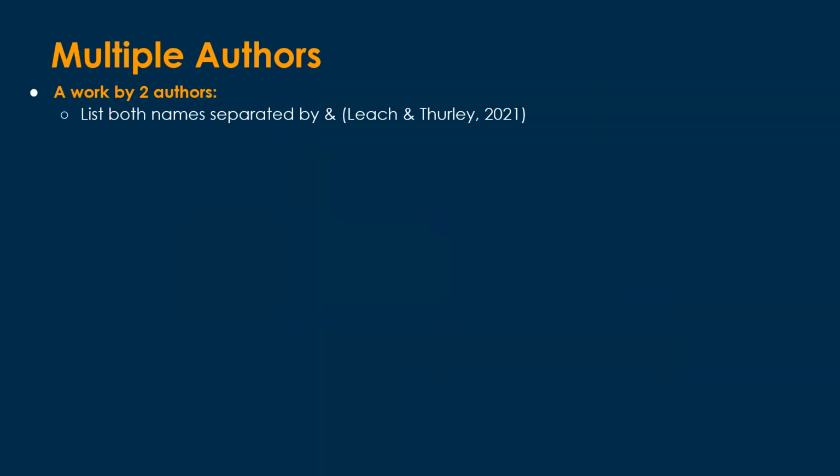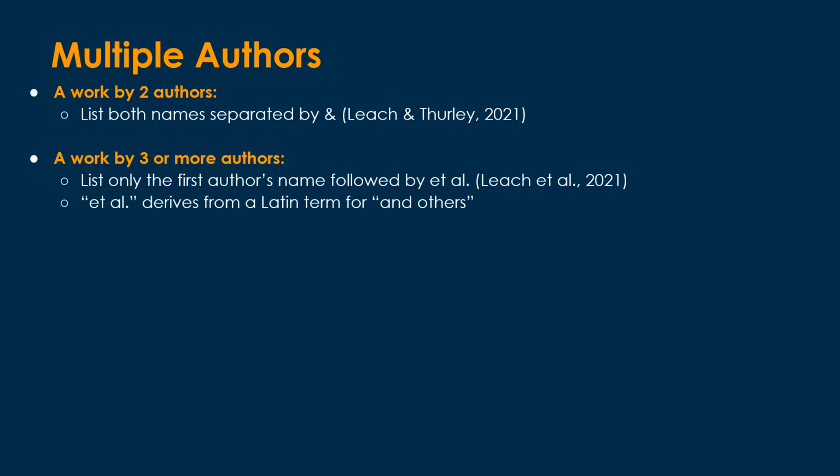As shown previously, for a work with two authors, list both authors' last names, separated by an ampersand, followed by a comma and the year of publication. For a work with three or more authors, list only the first author's last name, followed by the Latin phrase et al., which means and others, as shown in this example. (Leach et al., 2021). Don't forget to include the period that is part of et al.